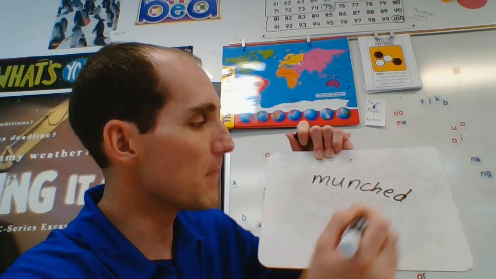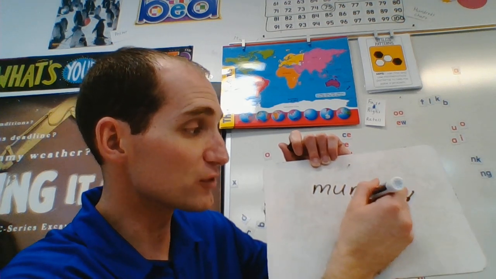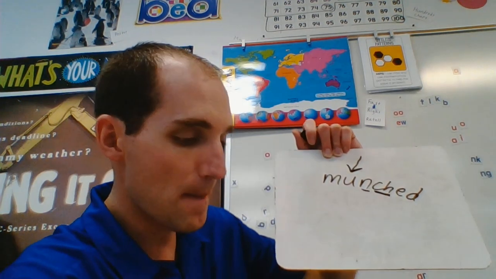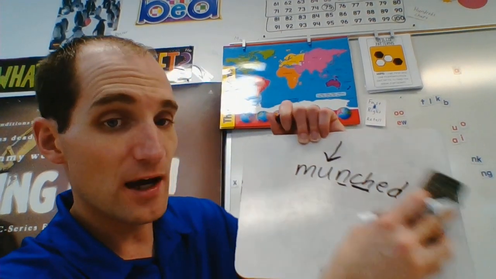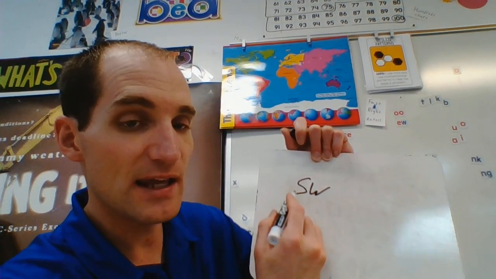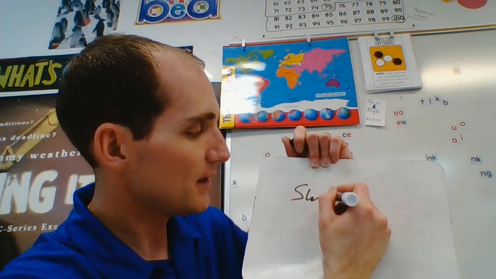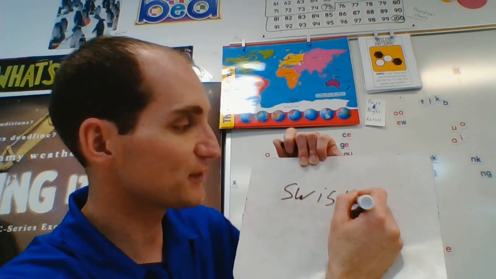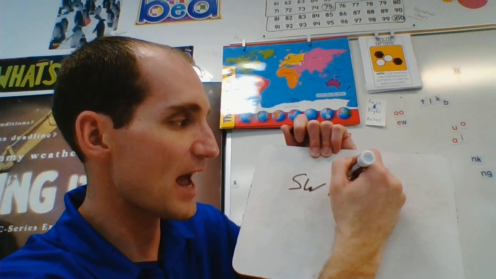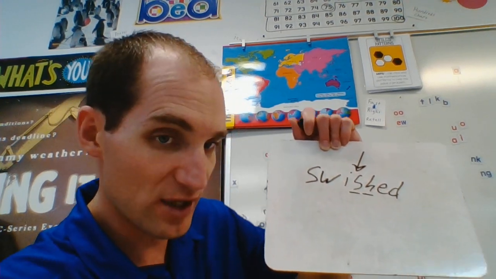Munched. There's 2 letters or more in the middle, so the U will say uh, munched. Another word you will see in the story is, first of all, what sound would this be? Blend it together. Sw. The whole word will be swished. Again, 2 letters in the middle, so the I says i. Swished.